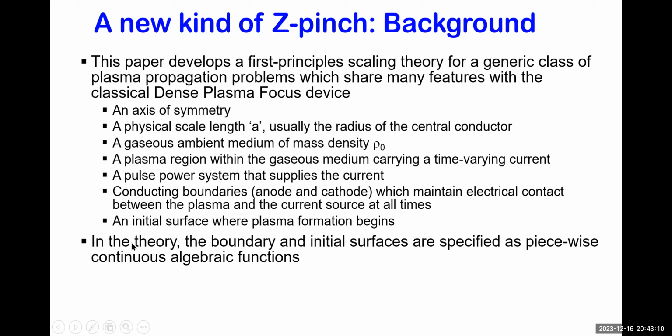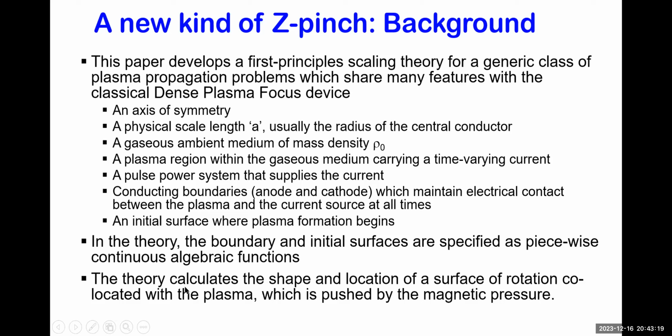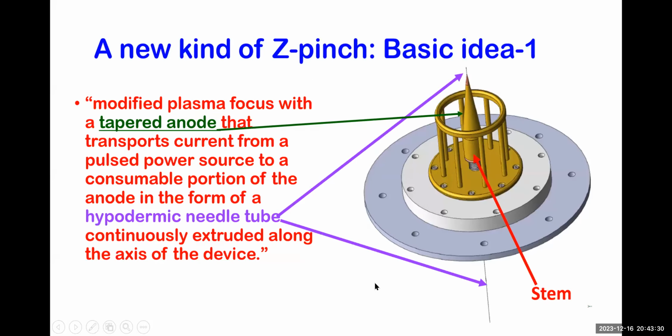In the theory which I mentioned, the boundary and initial surfaces are specified as piecewise continuous algebraic functions. The theory calculates the shape and location of a surface of rotation co-located with the plasma, which is pushed by the magnetic pressure. So, the new kind of Z pinch which is proposed, the basic idea is like this.